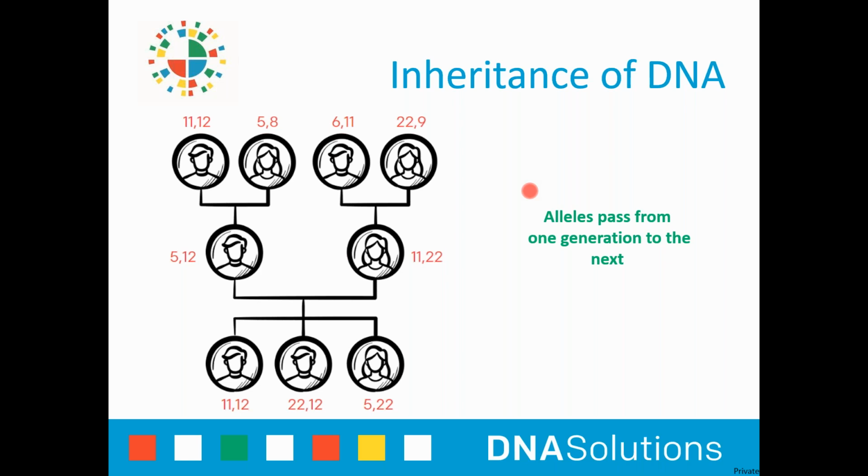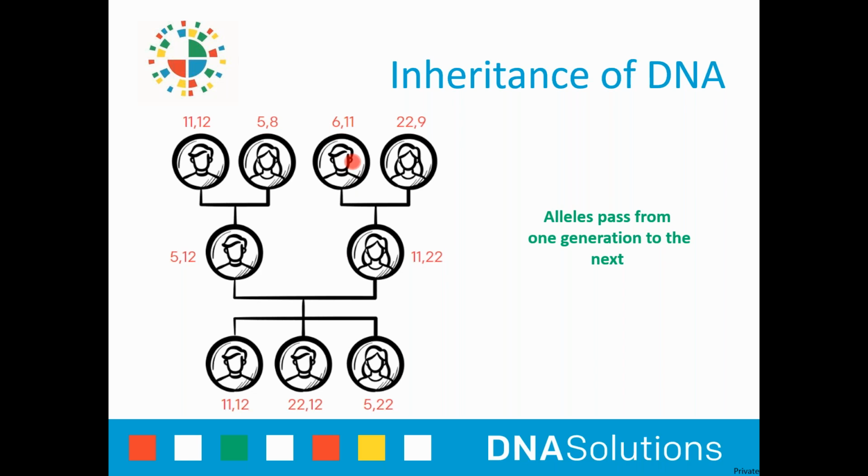But as you can see, it gets a little more complicated when we look at grandparents and grandchildren. Several of the grandchildren in this example don't share an allele with one of their grandparents. So you can see this child here, she is a 5-22, so she has 5 repeats on one strand and 22 repeats on the other. Her grandfather has 6 repeats and 11 repeats, so he doesn't share any markers with her at that allele. So this is why you need more markers than just one.